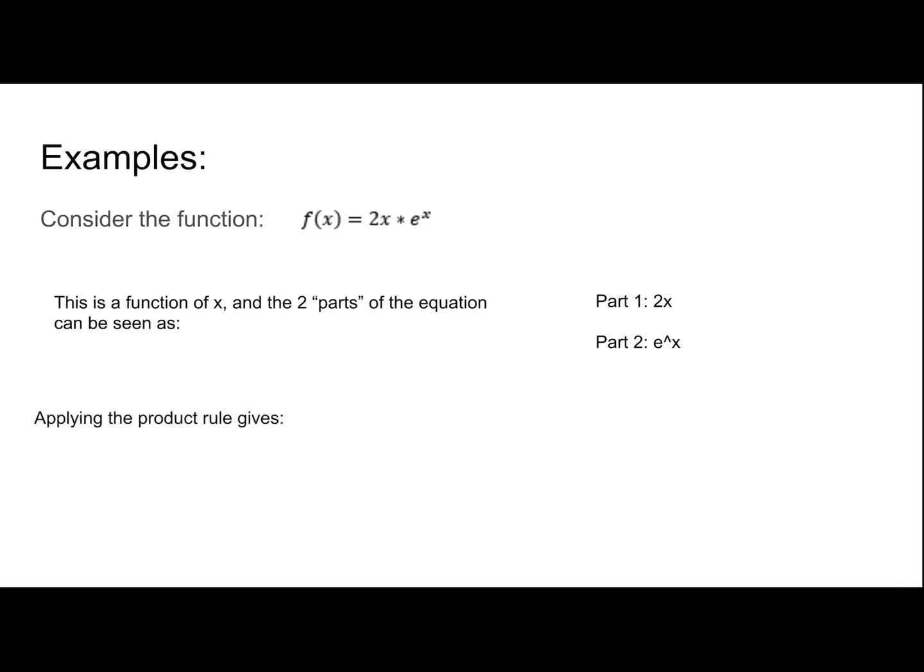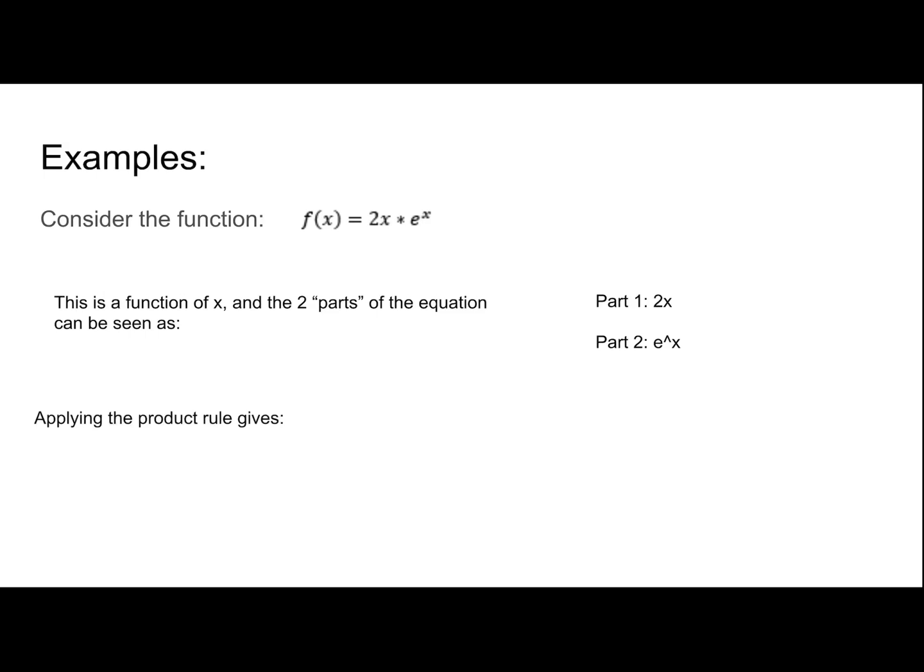So applying the product rule, if we have 2x times e to the power of x, our product rule states that the derivative of the function is the derivative of the first part multiplied by the non-derivative of the second part plus the derivative of the second part times the non-derivative of the first part. So the derivative of 2x is just 2. So the first part of our equation is just 2e to the power of x.